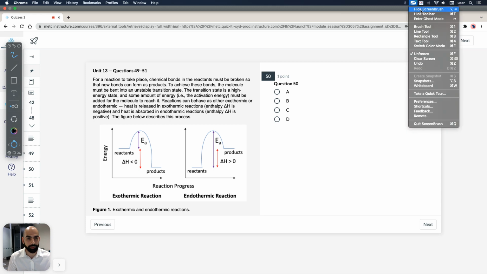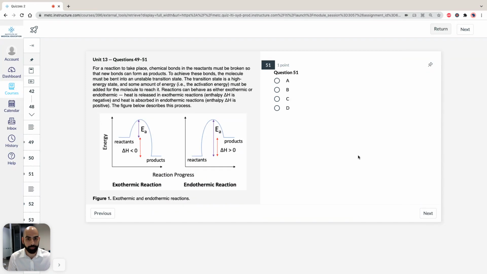So if I just hide the screen brush here. Question 51, again, we have to use Arrhenius' equation. It's telling us that the rate of reaction increases by a factor of 10 when the temperature increases by 3 degrees. And for a larger temperature increase, the rate of the same reaction is a factor of 100.